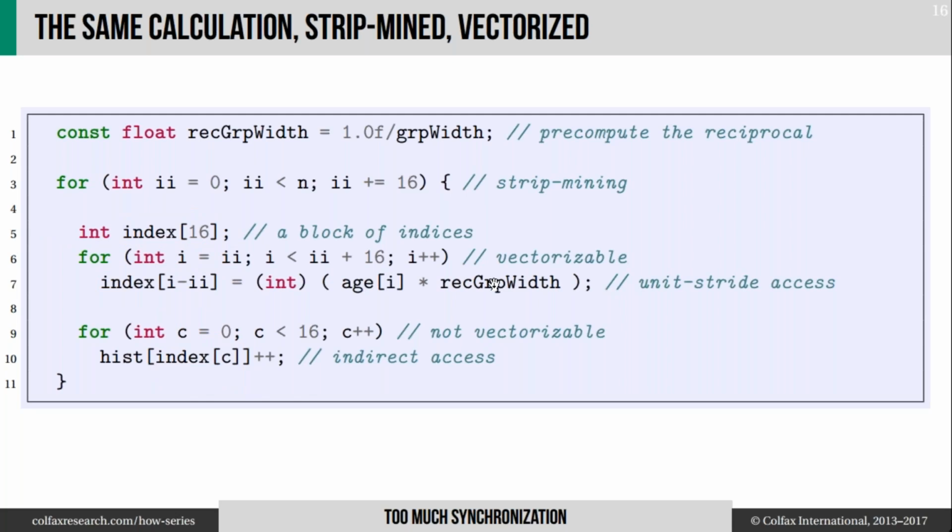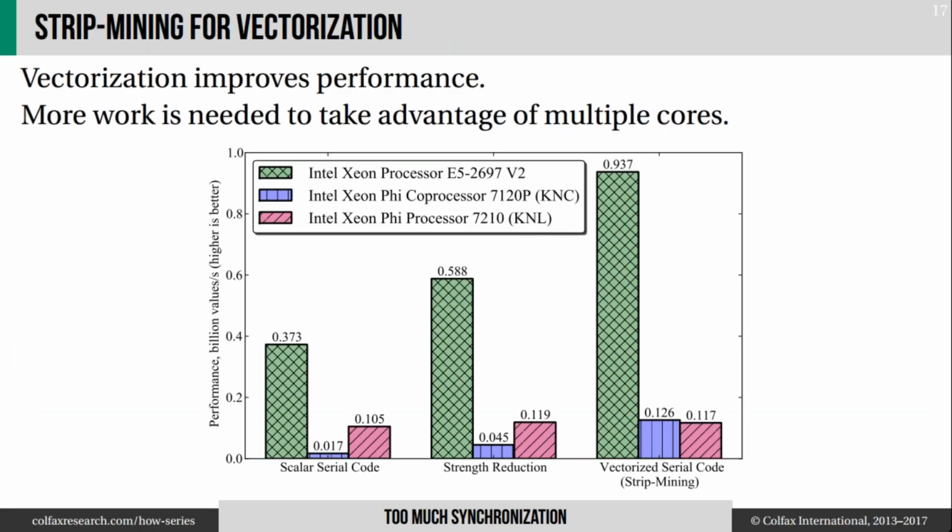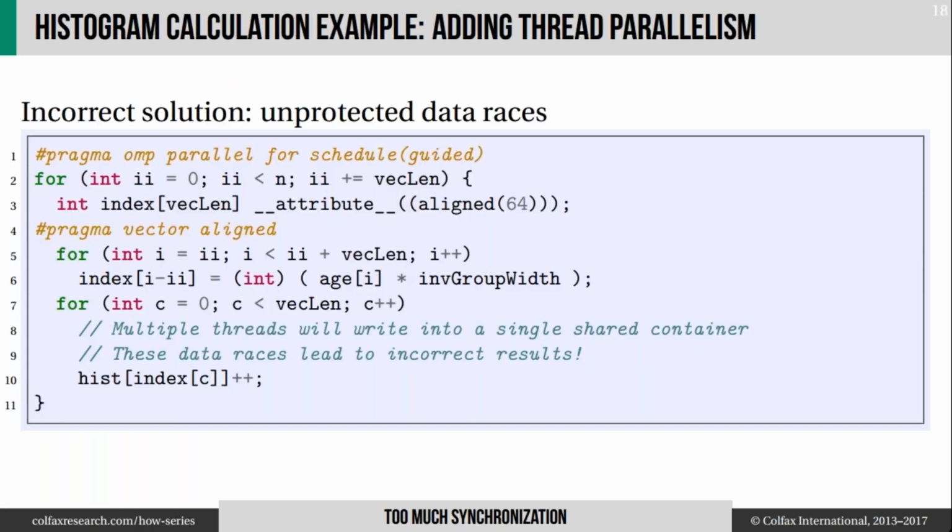I will take the code where we left off, because what we did is good for performance, but still there's a huge gap between the CPU performance and the Xeon Phi performance. That's because there's no multi-threading, and more work is needed to take advantage of multiple cores. So I will pick up where we left off, and we will implement thread parallelism in this calculation.